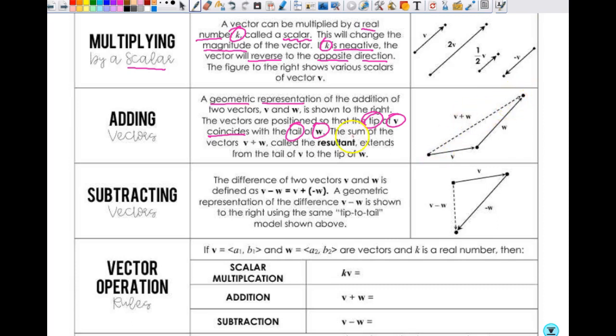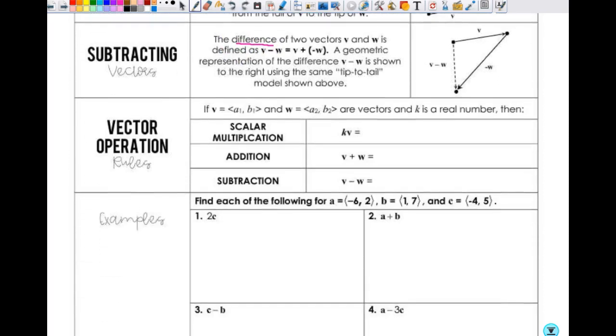Okay? So the sum of the vectors is called the resultant, and it extends from the tail of v to the tip of w. So it's called the resultant vector. We can also subtract vectors, which would be the difference of 2 vectors. We can say it's v minus w or v plus negative w, same thing. Here's the geometric representation using the same tip to tail. Here's v, and then here's negative w. And then there is your resultant of v minus w.